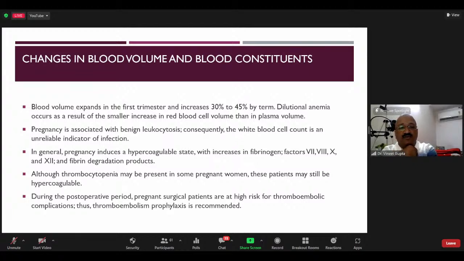During the postoperative period, pregnant surgical patients are at high risk of thromboembolic complications. Thus, thromboembolism prophylaxis is recommended.